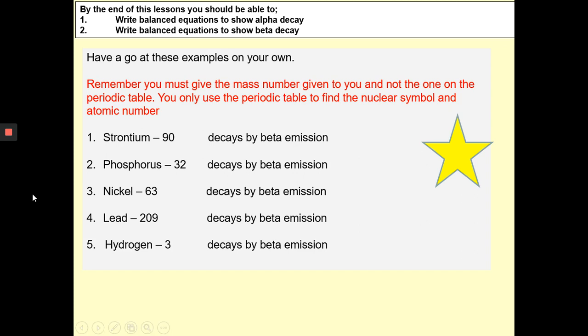Okay, your turn to have a go on your own. So remember, mass number stays the same, proton number goes up, and you're going to need that periodic table. Pause the video, complete this task for me.